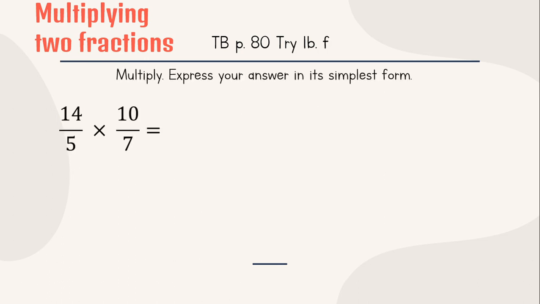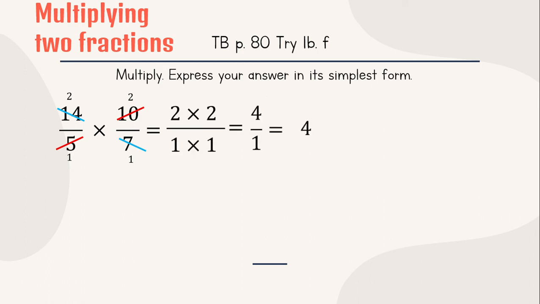14 per 5 times 10 per 7. Any numbers that we can simplify? Yes, 7 and 14, and 5 and 10. So what will we have? 2 times 2 per 1 times 1. 4 per 1, 4. So that's all for today.